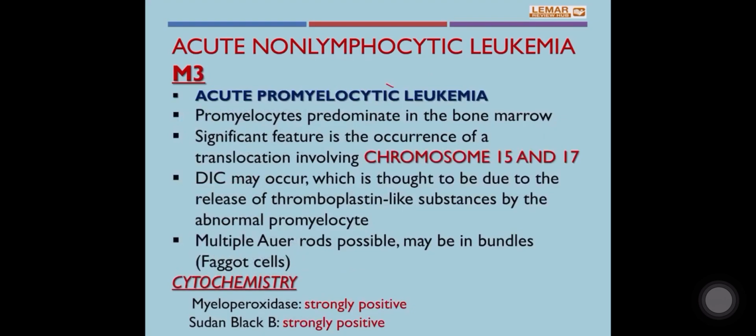M3, acute promyelocytic leukemia. The promyelocyte predominate in the bone marrow. Type of leukemia that involves a chromosomal translocation between chromosome 15 and 17. The condition is also characterized by presence of cell with multiple rods. Anong tawag natin dito? The faggot cell. Ito rin yung type of leukemia associated with DIC, chromosome translocation between 15 and 17, faggot cell, DIC, M3.